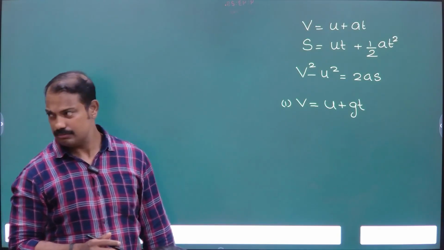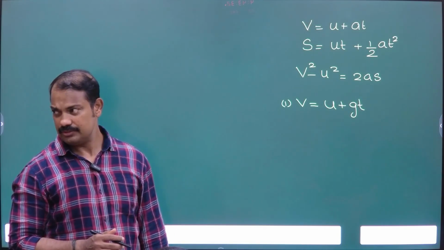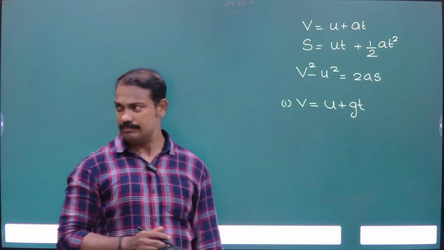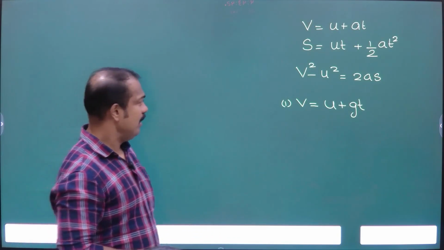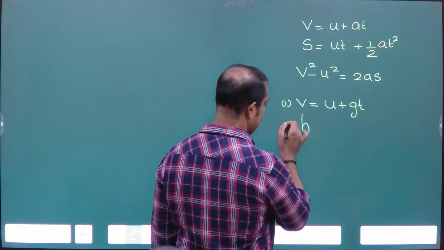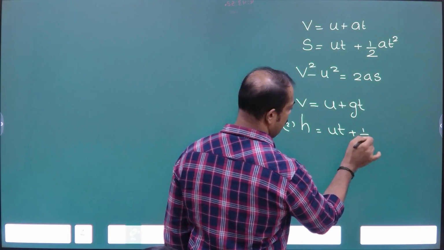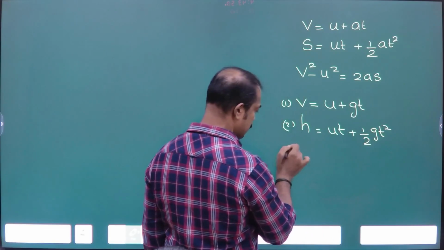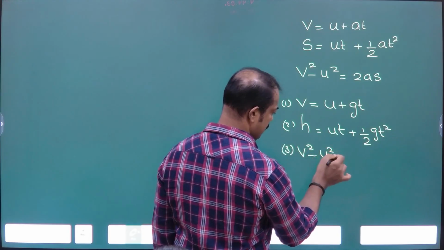Second equation of motion, by changing this, replace this S by H. So H is equal to U T plus half GT square. Or third equation, V square minus U square is equal to 2GH.